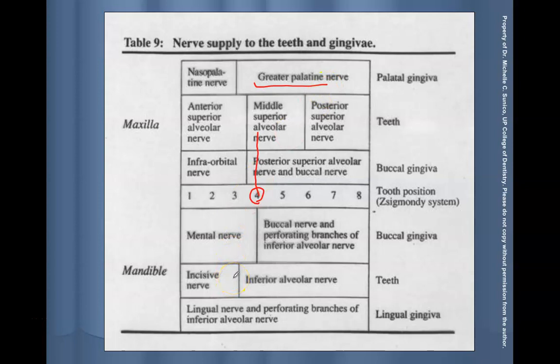Example, for the mandibular teeth, if you want to know the innervation of the buccal gingiva of, let's say, the mandibular first molar, then it's the buccal nerve and perforating branches of the inferior alveolar nerve. Or we can also say that it's the long buccal nerve. So this is how easy it is to use this chart.